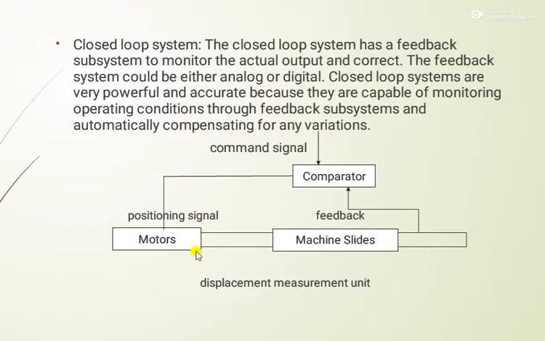Here we can see the motors, machine slides. Feedback is given by the machine slides to the comparator, and from the comparator to the motors we have the positioning signal. We can call it a displacement measurement unit.